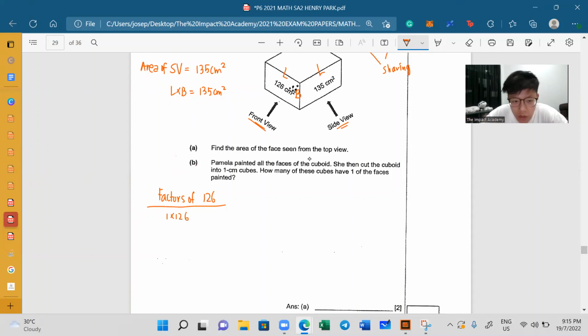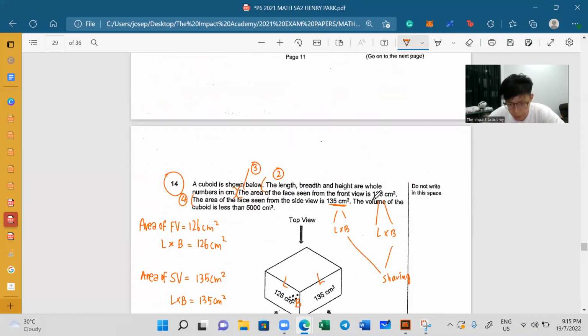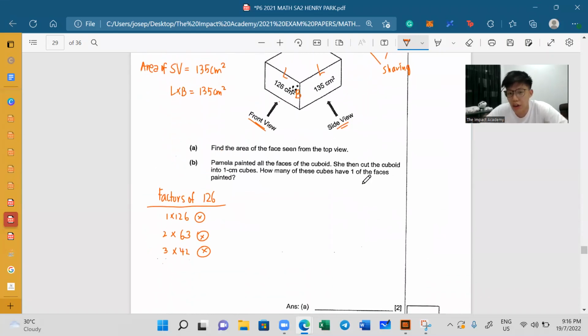1 times 126, not possible, the difference is too huge for it to even make sense. Then 126 divided by 2, 2 times 63. 126 divided by 3, 3 times 42. I also think that these three factors are not possible. Then we go on to 126 divided by 4. You will get 4 times 31.5, but they say whole numbers, and of course in factors we will not have any decimals.